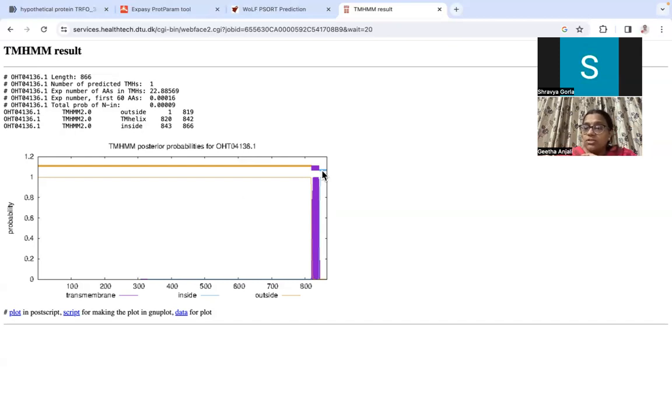So you also have to practice TMHMM. First download the sequences, and then you will have to analyze them. You all practice tomorrow, and I will tell you how to tabulate. Don't worry about tabulation. Your only task is to copy all the FASTA sequences tomorrow and practice ExPASy, WoLF PSORT, and TMHMM.